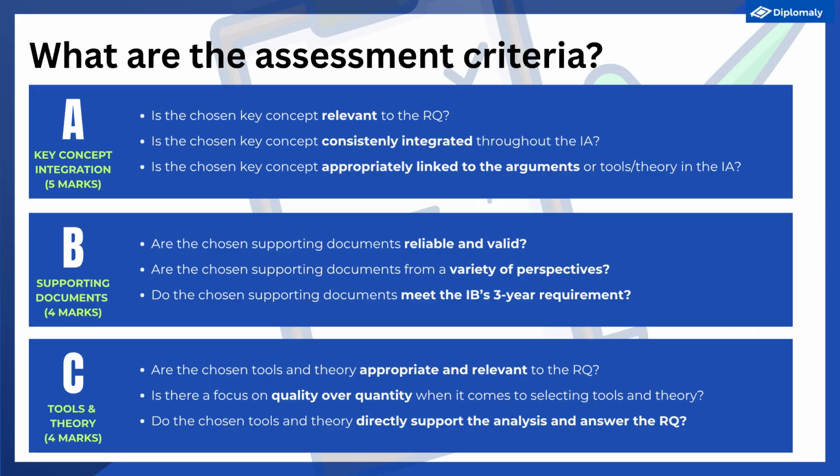Criteria B has to do with supporting documents, which is worth 4 marks. Here you're assessed on the reliability and variety of your supporting documents. Examiners are looking for your ability to choose supporting documents that come from a range of reliable and valid sources, your ability to choose supporting documents which represent a range of perspectives, which are then integrated as evidence as part of your analysis. And finally, your ability to meet the IB's requirements on supporting document selections.